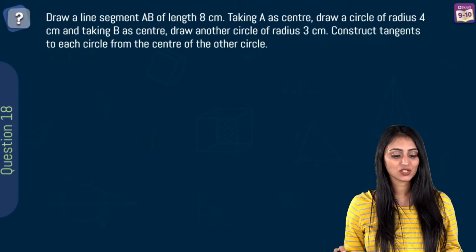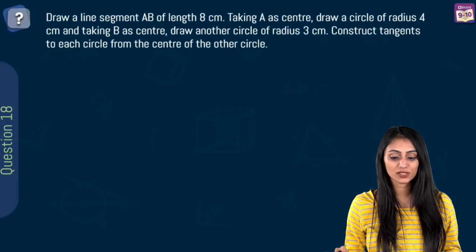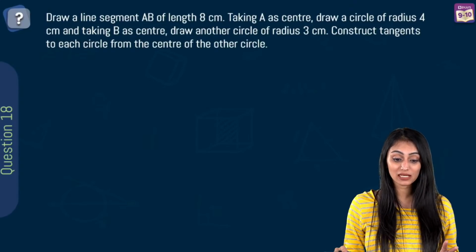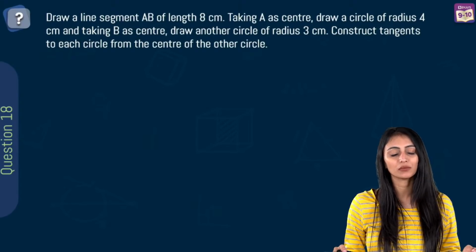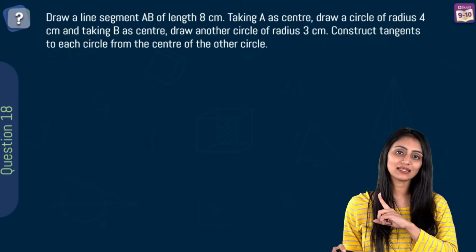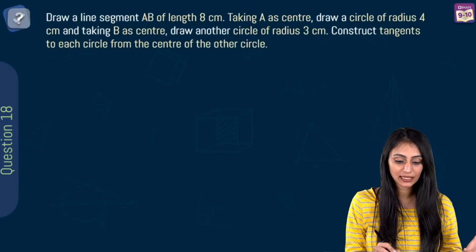Let's take a look at the next question. Draw a line segment AB of length 8 centimeter. Taking A as center, draw a circle of radius 4 centimeter, and taking B as center, draw another circle of radius 3 centimeter. Construct tangents to each circle from the center of the other circle. See, in questions like this, I would say half of the steps of construction is already given. It's already telling you what to do.